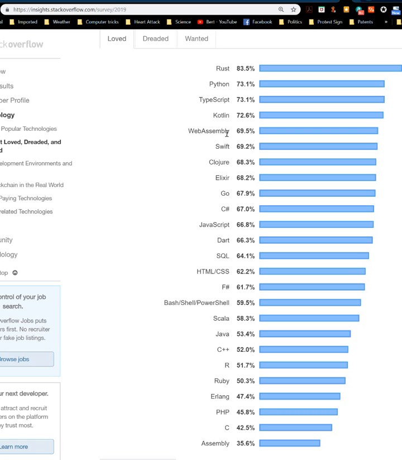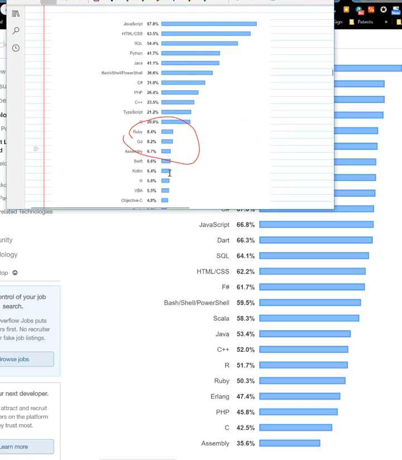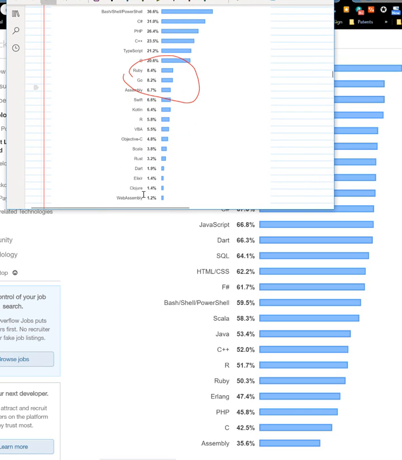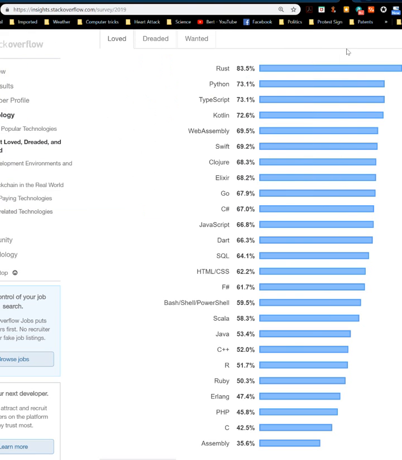WebAssembly, again, not a lot of people do that. It barely registers. And same with Clojure. Like I said, it looks intriguing, but it's something you do in your spare time. It's not something you launch a lot of resources at in terms of time and effort, because it's not that popular.